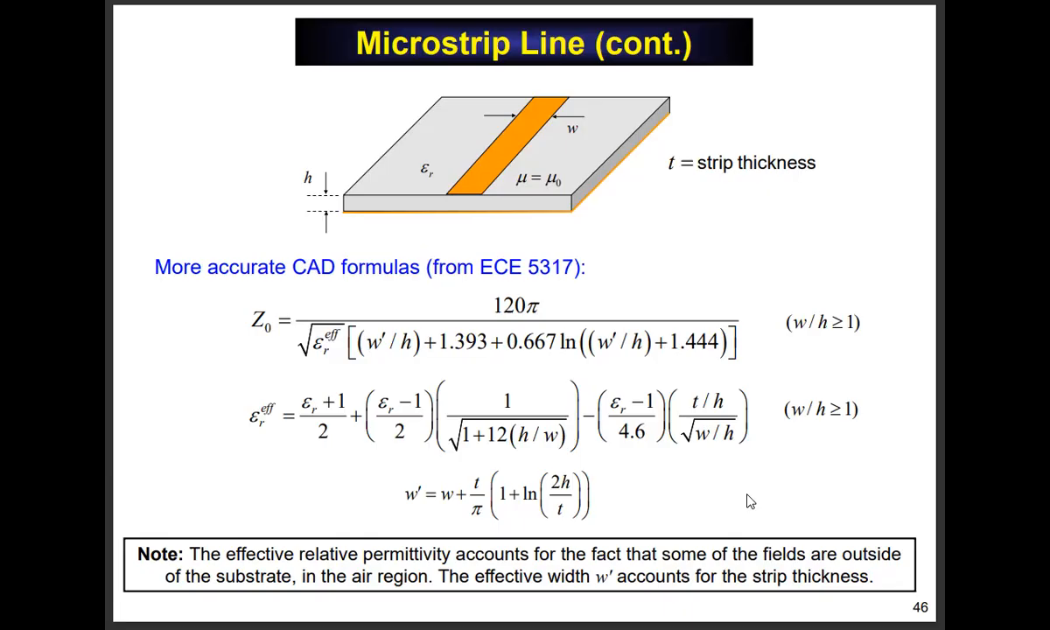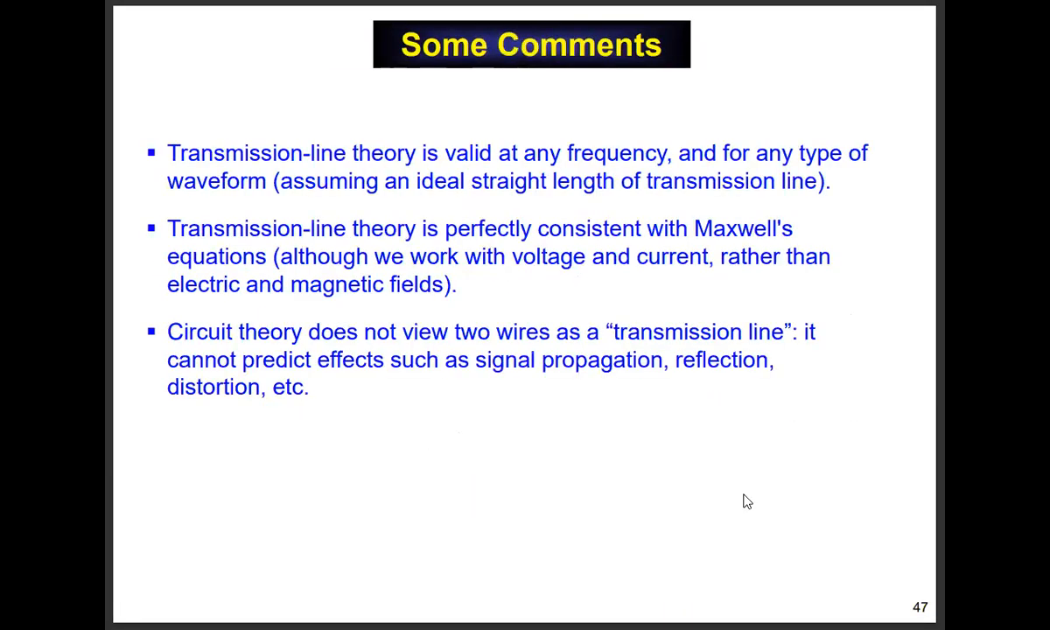Now, a few more comments about transmission line theory. We're about ready to wrap up this set of notes here. First bullet says transmission line theory is valid at any frequency. I mean, any signal in the time domain, or if you're in the frequency domain, at any frequency, and for any type of waveform, as long as you have nothing but a pure, straight transmission line running down. Now, transmission line theory is perfectly consistent with Maxwell's equations. Remember that calculation I did with the Poynting vector? That's a typical example of that.